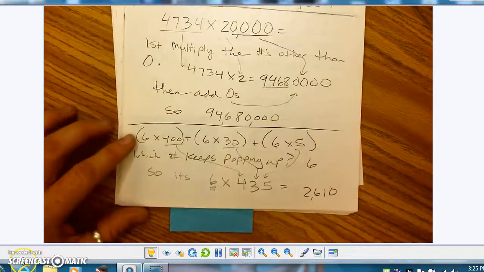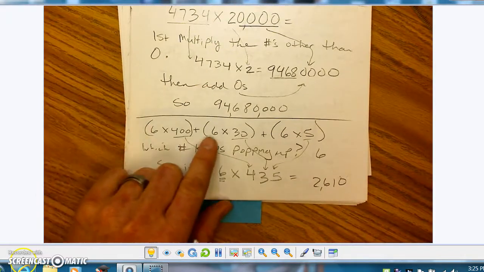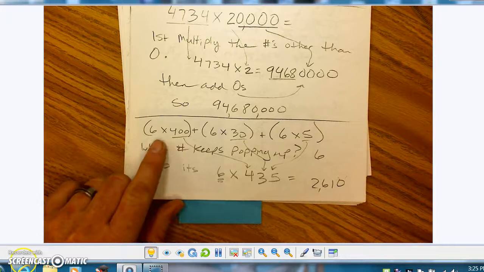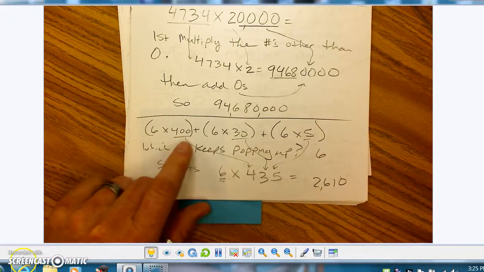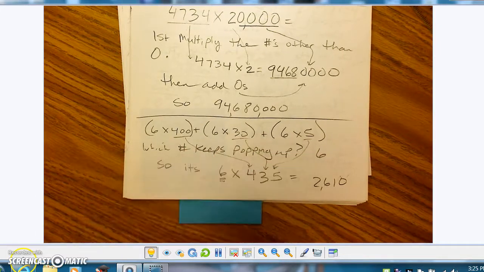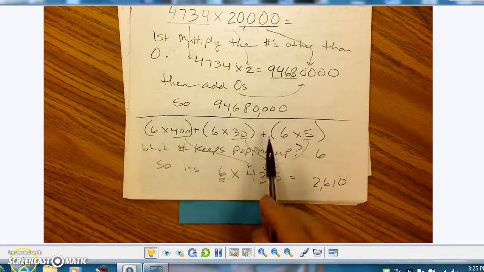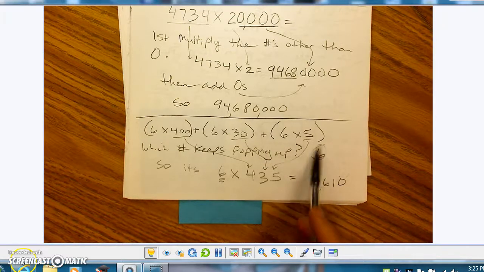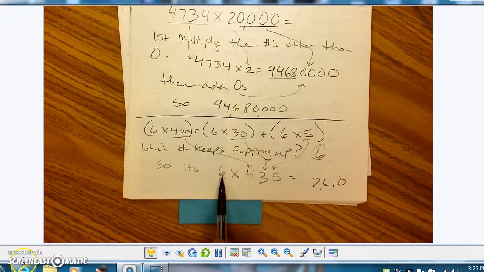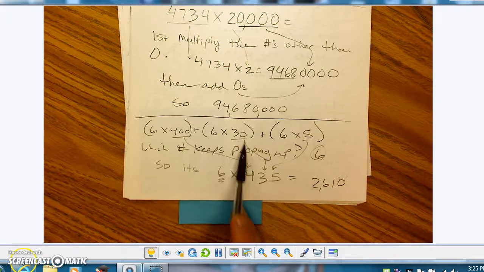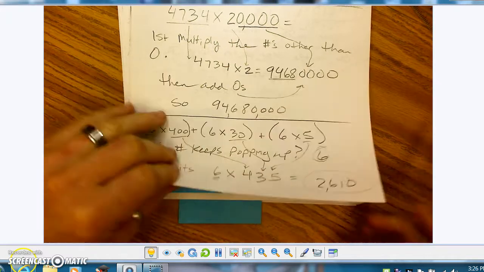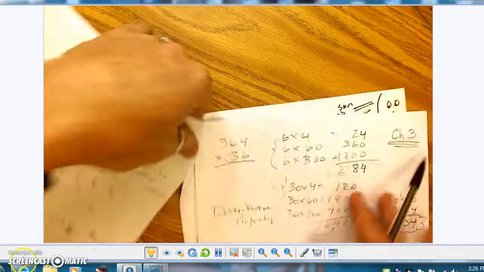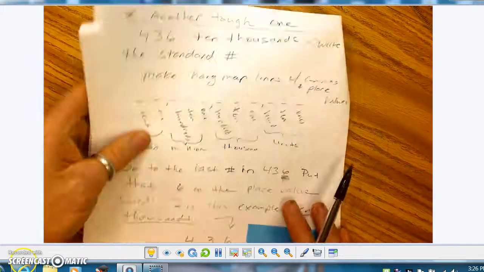All right, what about this? Let's say they give you a big problem on a test, and it says, what does this represent? So it's 6 times 400 plus 6 times 30 plus 6 times 5. What number did you keep hearing pop up? I kept hearing the 6. So it's going to be 6 times something. So it's 6 times 435, which ends up being that 2610.